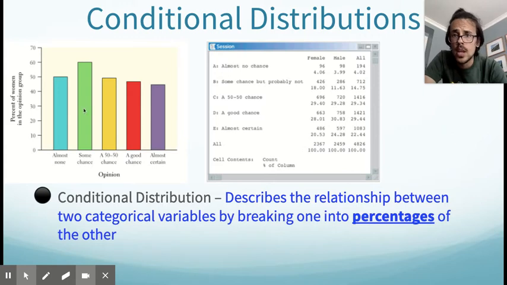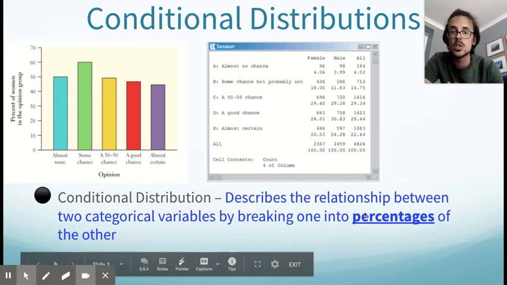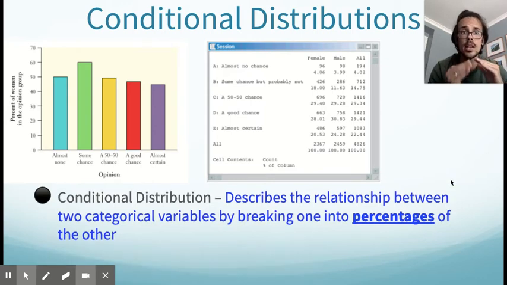And you can show a conditional distribution through a graph. You can also show it through a table. These are just examples right there. I'll go back and show you how to make one in a bit. But a conditional distribution describes the relationship between two categorical variables by breaking one into percentages of the other.